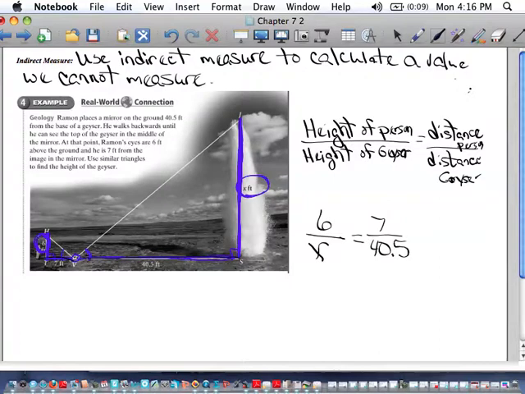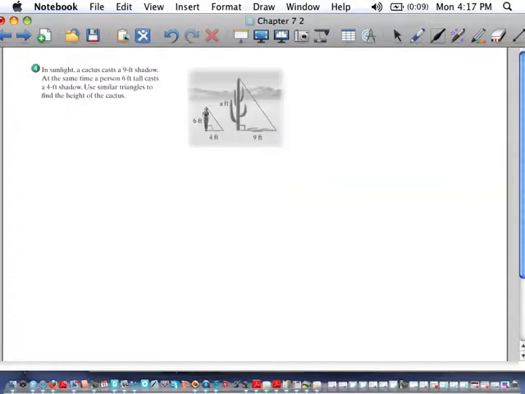4.5 feet. When you cross multiply those, you should get 243 equals 7x. So x is equal to 34.7 feet. So the geyser is approximately 34.7 feet. Let's look at another example.